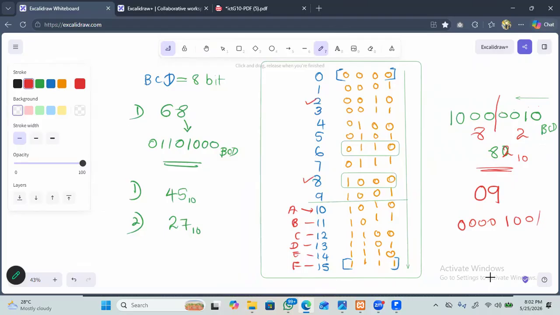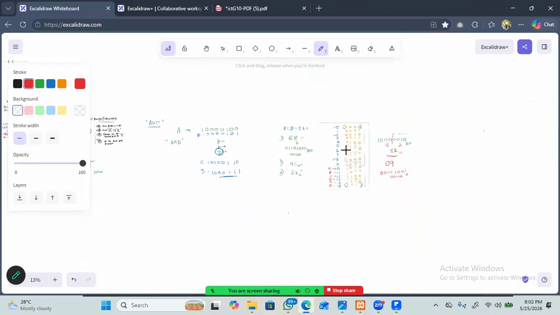Then 1001. Okay. If you got something like that, usually you are getting something like this only. But sometimes, if you want, you can write 0 as 0000. So you should write in 8 bits. Understood? Clear, right? Okay. With that, the lesson is ending.